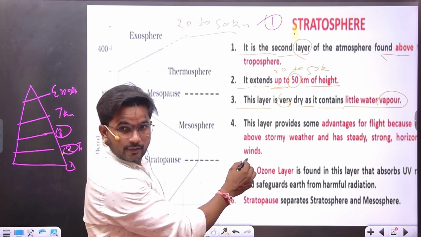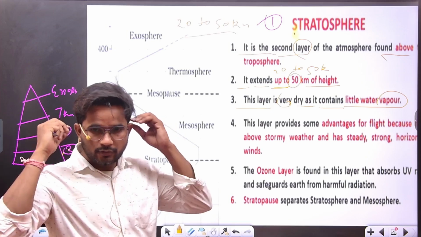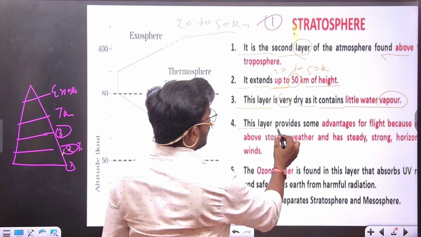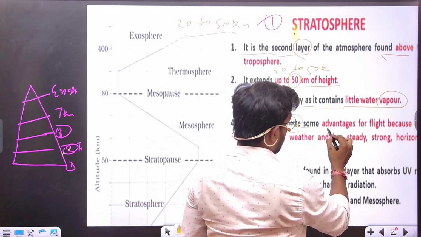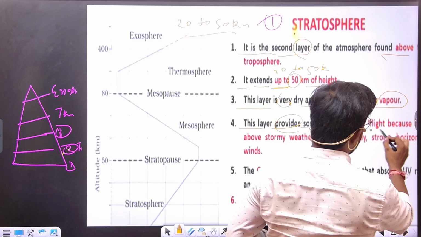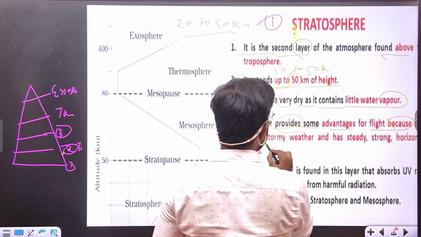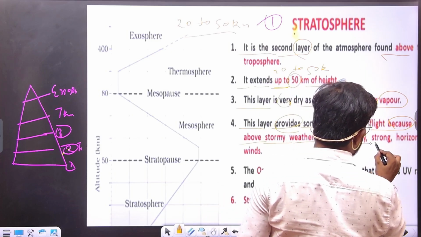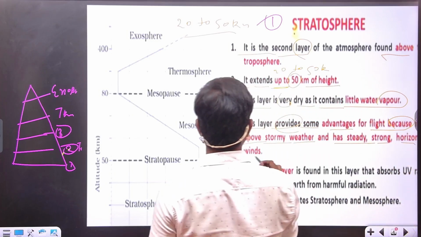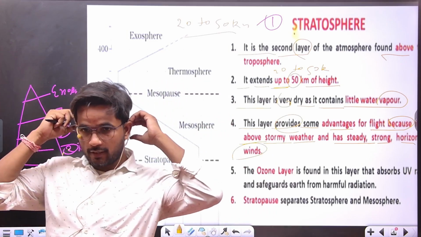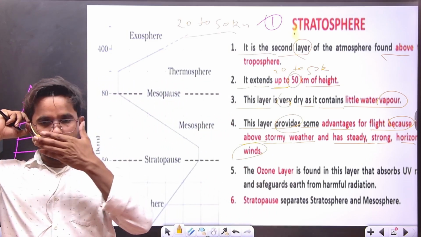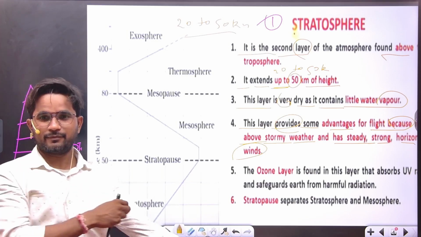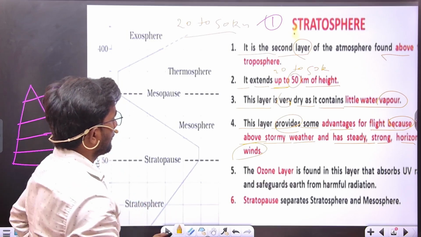This layer provides some advantage for flight because it is above the stormy weather and has steady, strong horizontal wind. Understand the point?